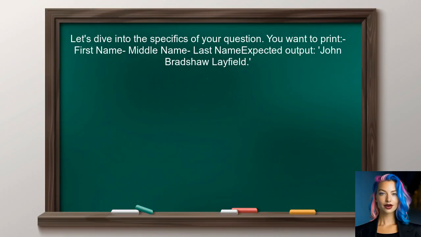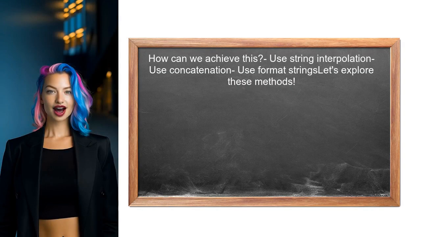Let's dive into the specifics of your question. You want to print the values of 3 variables, first name, middle name, and last name, using just one line of code. The expected output is simple: John Bradshaw Layfield. Sounds manageable, right? Let's break it down. So, how can we achieve this?